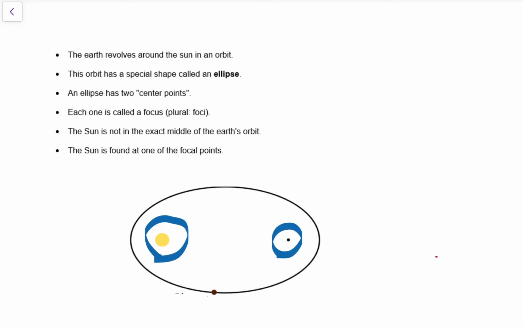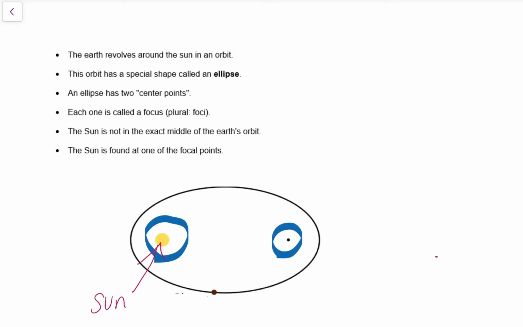The Sun is not in the exact middle of Earth's orbit. So in the case of this ellipse here, this focus point here is the Sun. And we can see that the Sun is really off to the side. It's not exactly in the center of the orbit. So there are two focus points. One of these focus points is the Sun.